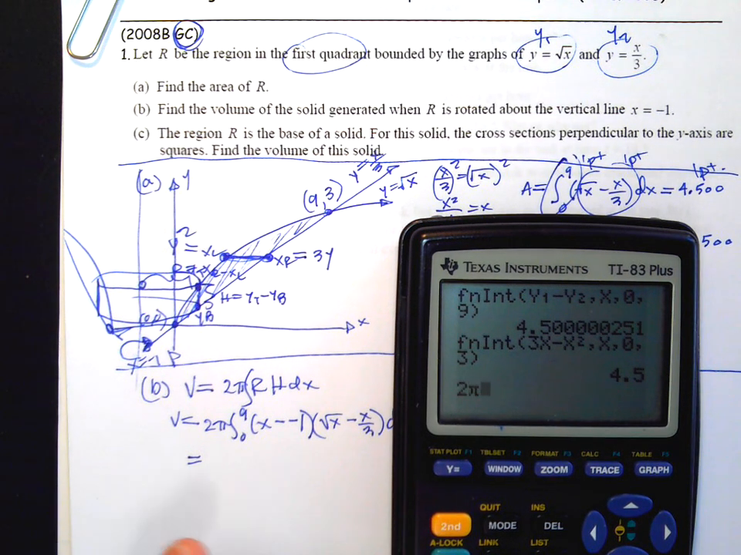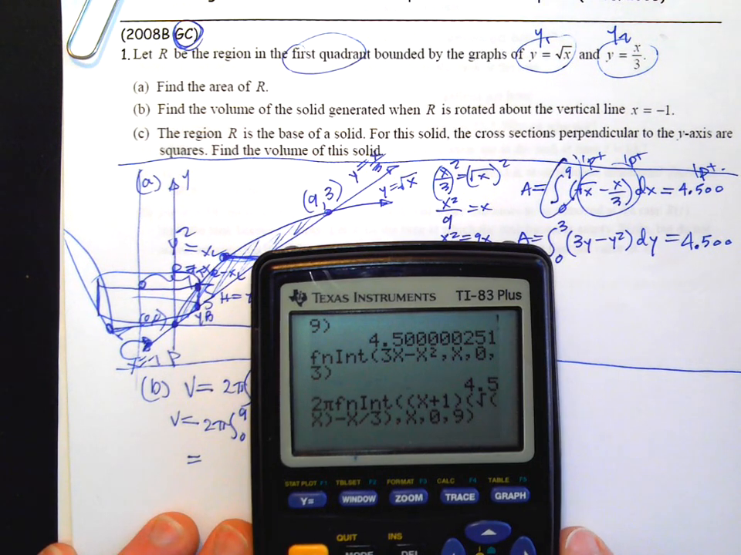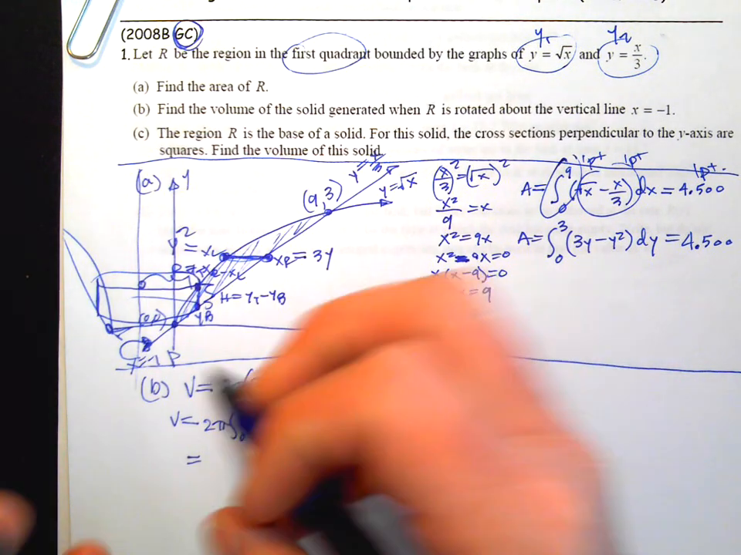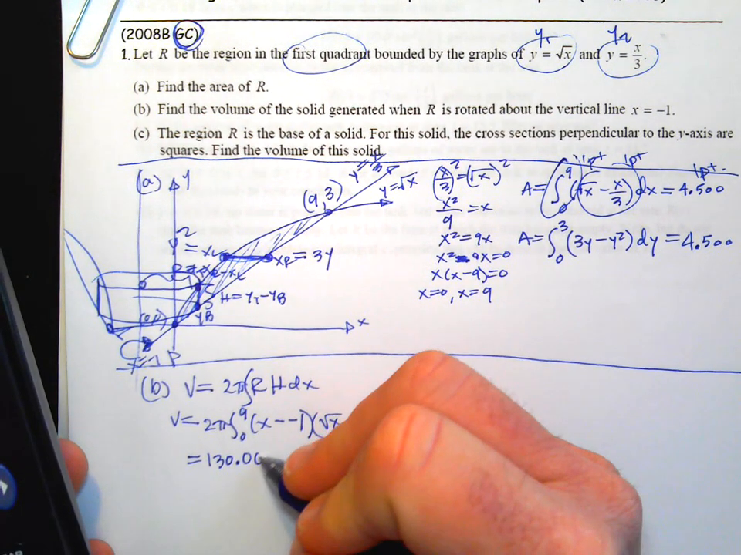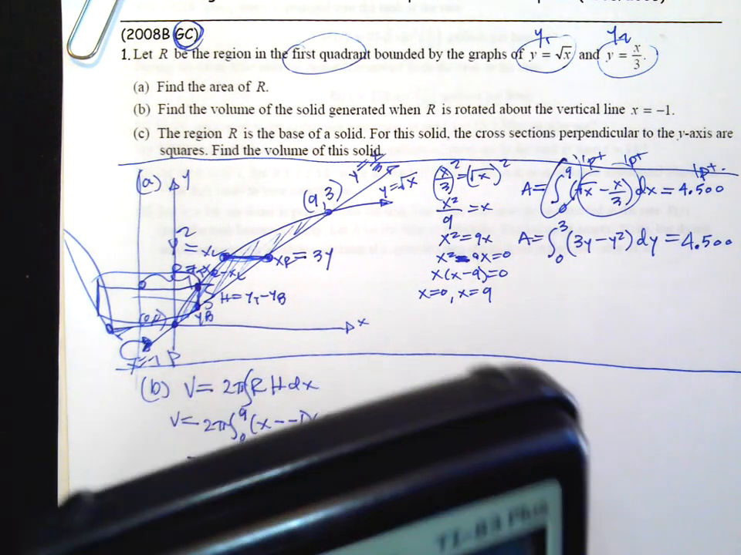2 pi math 9 parentheses x plus 1 parentheses square root of x minus x over 3 close parentheses comma x comma 0 comma 9. And so our answer is 130.061, or 130.062 if you want to round.